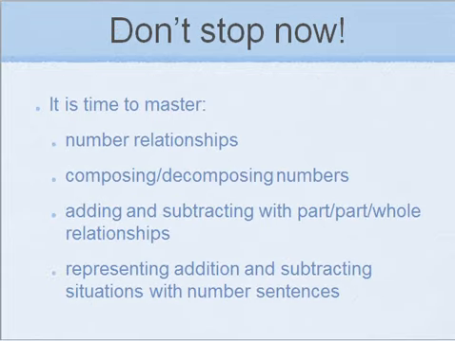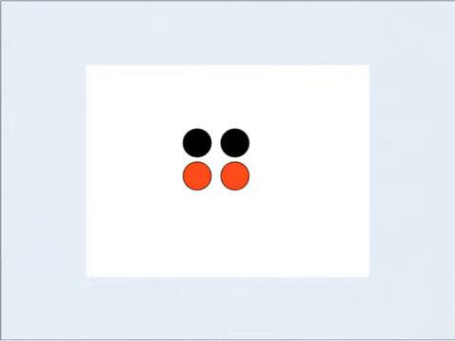Alright, it's time to master number relationships, composing and decomposing, adding and subtracting, part whole, and representing addition with subtraction. What do you see? 2 red, 2 black? You see 4? Do you see 2 sets of red and black? How many now? 4? How do you see it? 3 and 1, 3 black and 1 red.